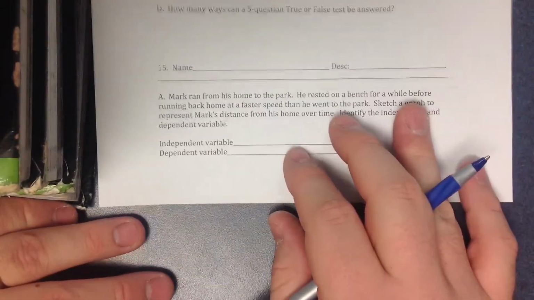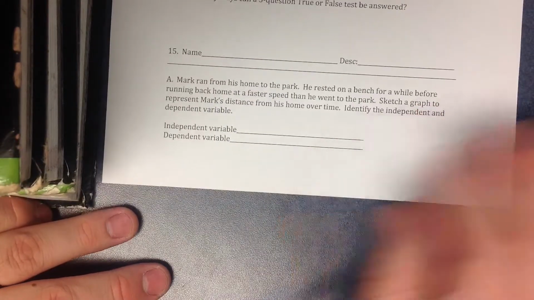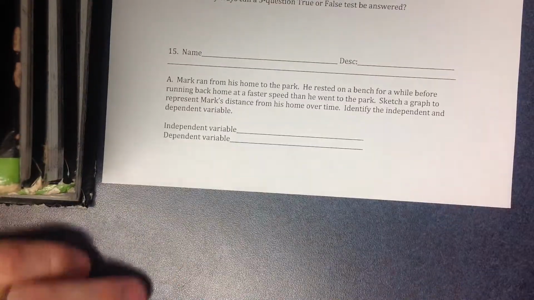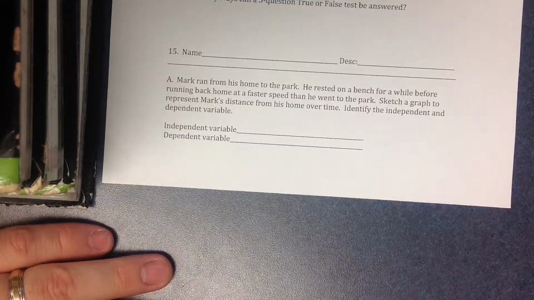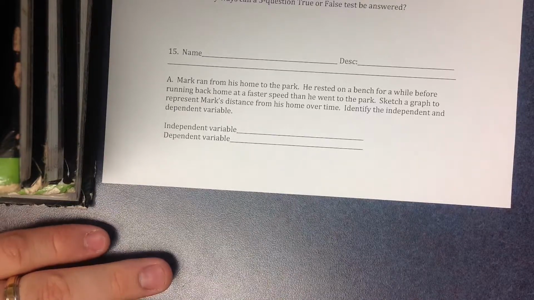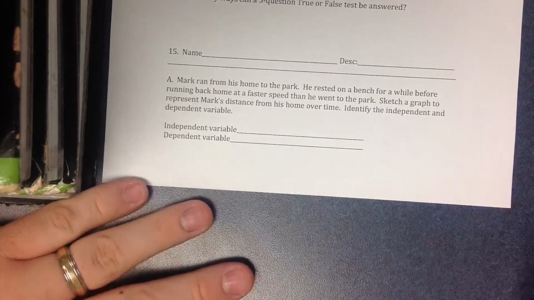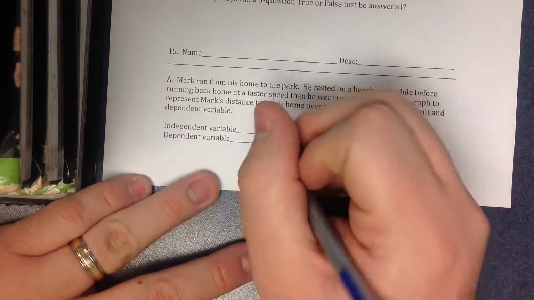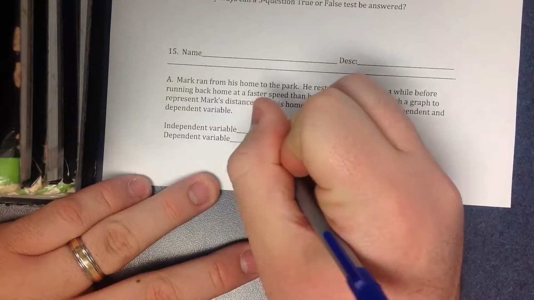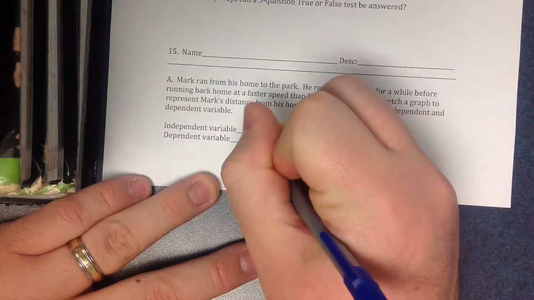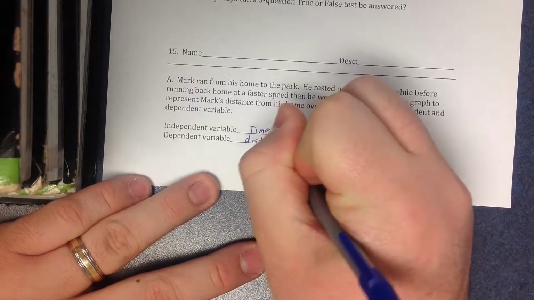Okay, 15 dealt with distance versus time graphs. So it says Mark ran from his home to the park. He rested on a bench for a while before running back home at a faster speed than he went to the park. Sketch a graph to represent Mark's distance from his home over time. Identify the independent and dependent variable. So the independent variable is going to be time, and the dependent variable is going to be distance.